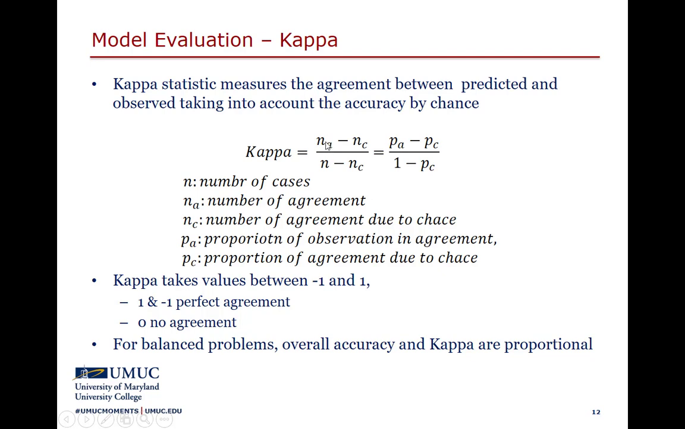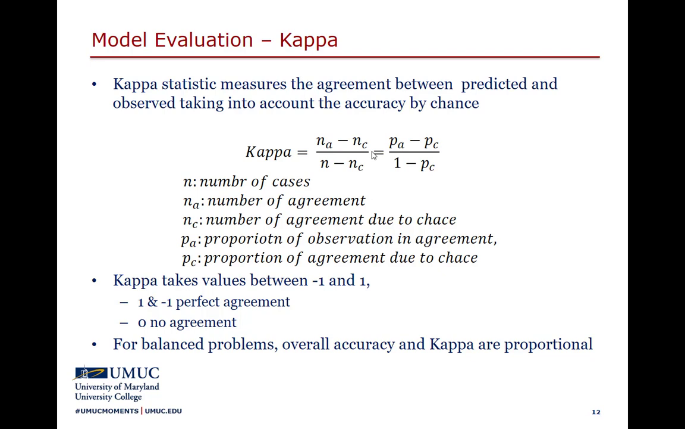So n is the number of cases, and the number of agreements means the numbers on the diagonal of the confusion matrix. And this is the number of agreements due to chance, which you can find from the marginals of the confusion matrix table. So you take the difference of the two and divide by the difference of the total cases and the one due to chance, and that's the kappa statistic. You can also calculate it in terms of proportion instead of absolute count. So it is a little better version of accuracy.